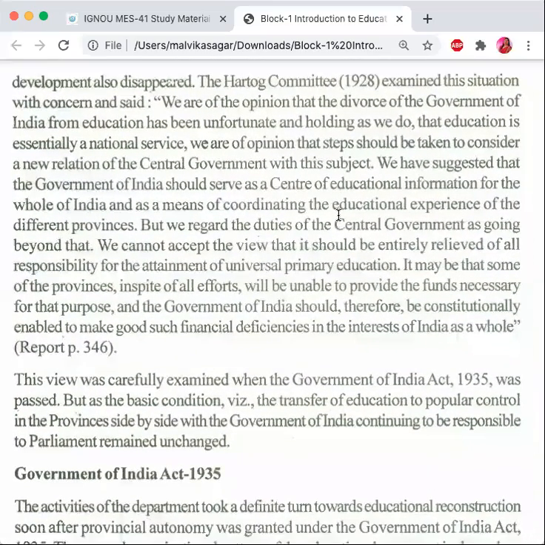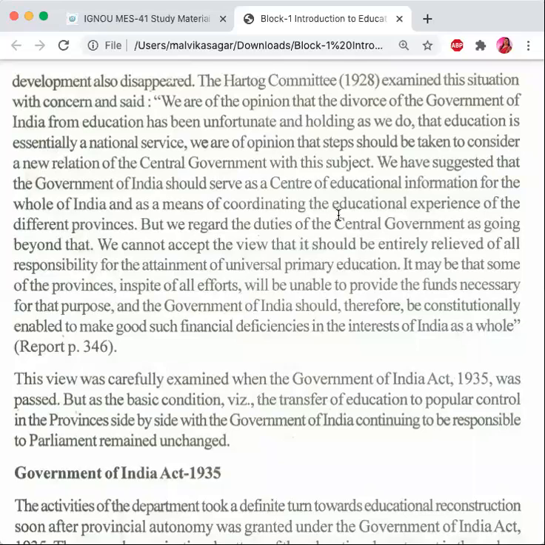This view was carefully examined when the Government of India Act 1935 was passed. But the basic condition, the transfer of education to popular control in the province, side by side with the Government of India continuing to be responsible to the Parliament, remained unchanged.